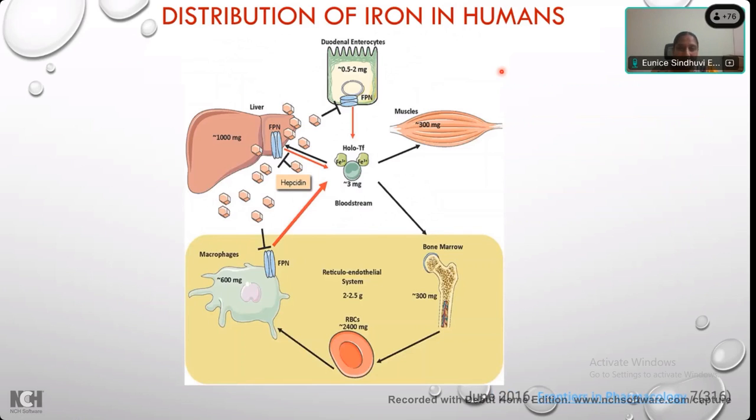If you look at the distribution of iron in humans, we have around 3 to 4 grams of iron. And as I said, most of the iron is in the red blood cells, some amount of iron is stored in the liver, there is some amount of iron in the muscles, and around 3 milligrams remains in the circulation. And we know that about 1 milligram of iron is absorbed from the diet daily.